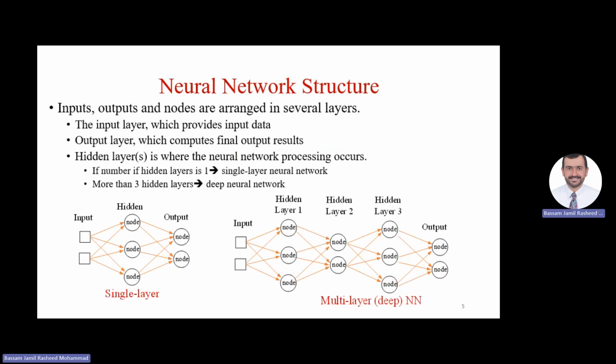Now, here's an example of a single layer, because I have one hidden layer. This is an example of a three-layer neural network. If you have more than three, typically people refer to it as a deep neural network, although this definition is loose. Some people want to see really many layers for deep, but anyway, you get the idea. We have one or more hidden layers.